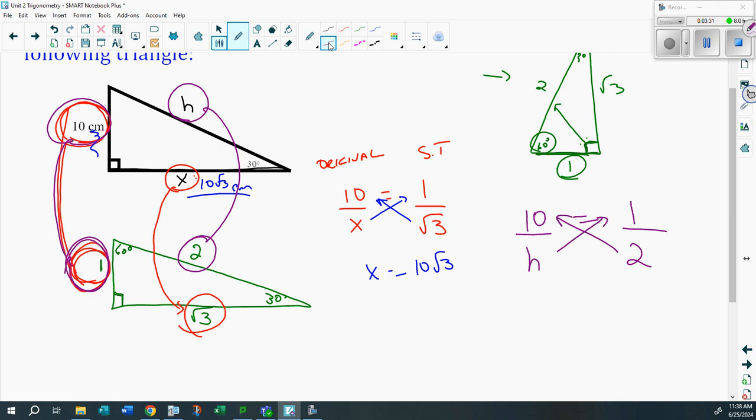Super simple. Look at this. H times 1 is H. 10 times 2 is 20. That's 20 centimeters. Boom. That's it. 20 centimeters. Perfect. Now add them all together.